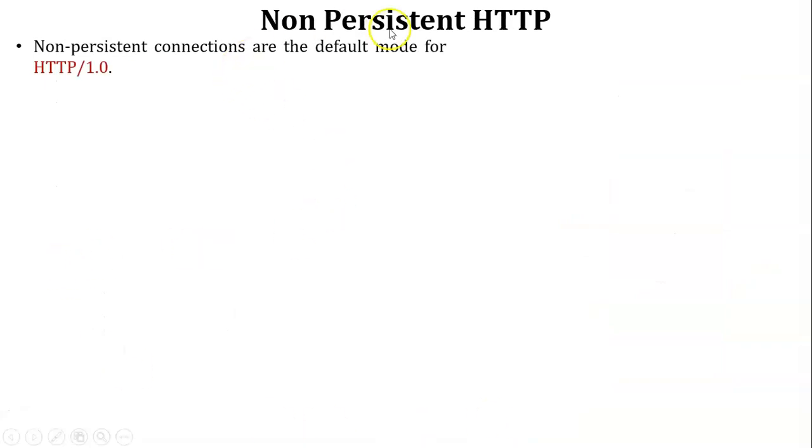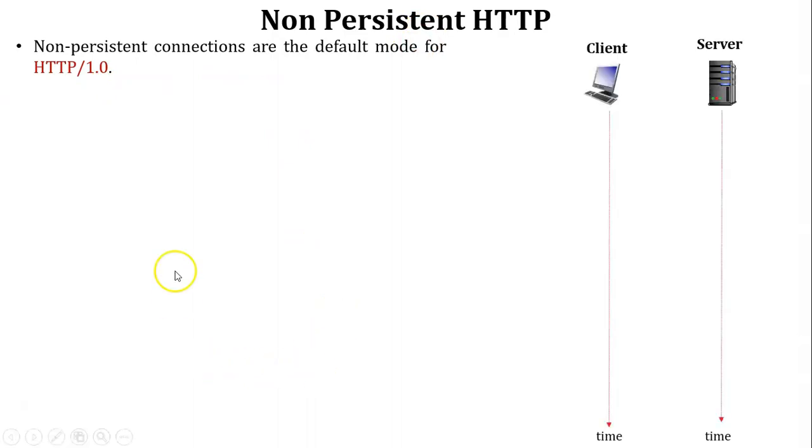Non-persistent HTTP default mode is HTTP 1.0. So let us take one example to understand the working of non-persistent HTTP. Here there is one client and one server. First of all, the client sends a TCP connection request to the server. The server will accept the request, so it uses one RTT.